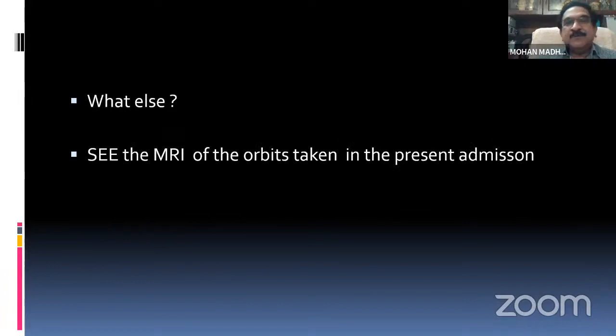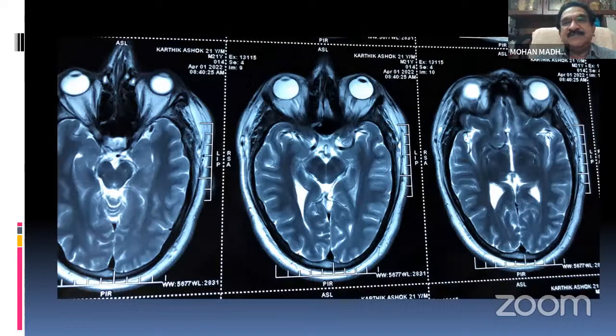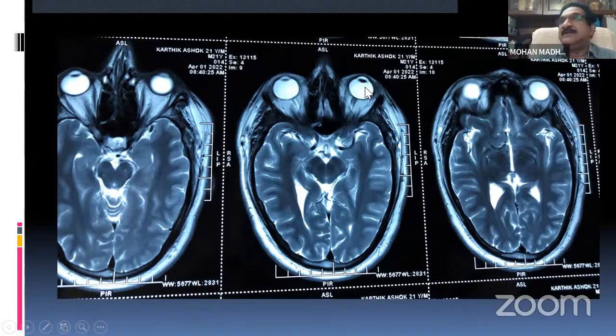Let us see the MRI of the orbit taken in the present condition. See the orbital position. It is normal. It is not at all adducted. In all the MRIs taken before, it was normal. This is the left eye. It is not at all in the adducted position. So my feeling is that he is contracting his medial rectus voluntarily.